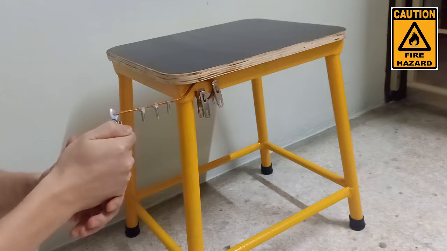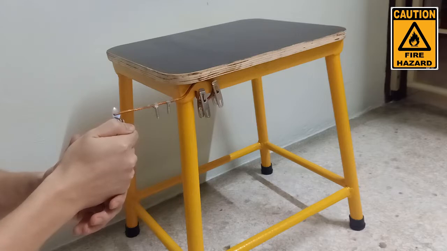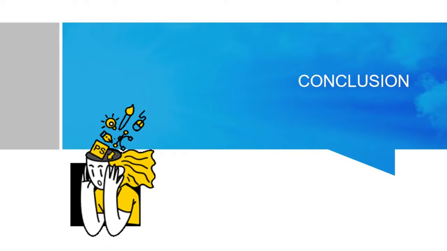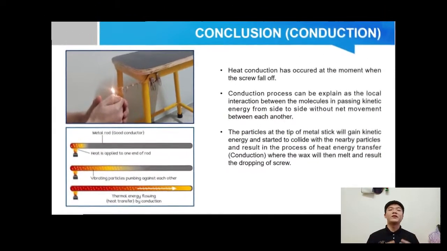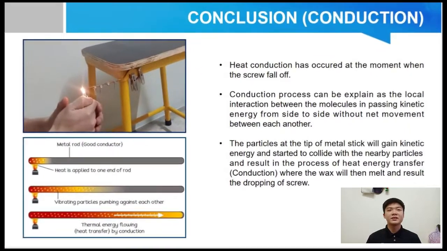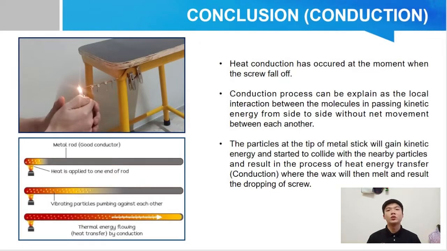As we can see, the screws slowly drop down one by one after the wax is melted. Now let me explain the phenomenon of the falling of screws from the metal stick after the melting of wax, even though the heat was not applied directly to the wax.